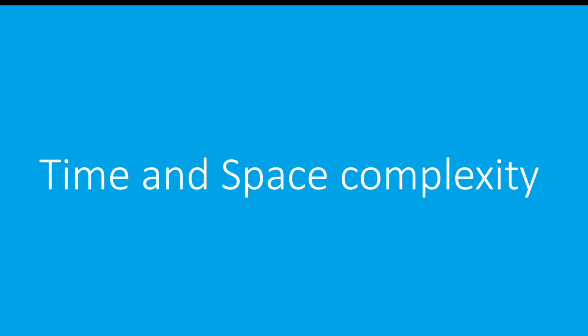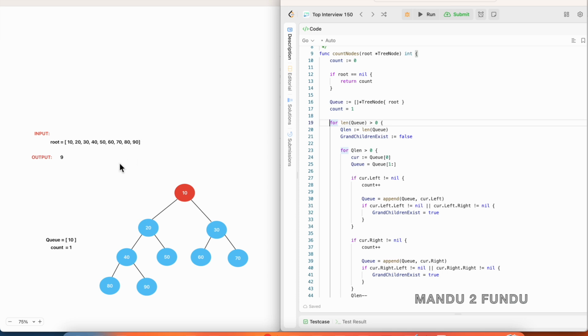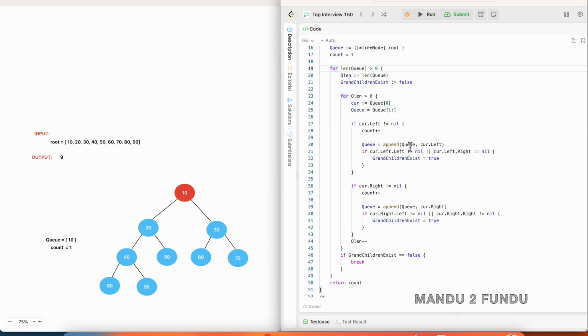Next I'm going to do the time and space complexity analysis for this solution. Let's do the time complexity analysis for this input. In this traversal algorithm, the main processing is done by the code inside the inner loop. For example, it dequeues the node from the queue, and then it checks whether the current node has a left child. If so, it increments the count, and then it adds the left child, and then it checks whether it has grandchildren or not. All these processings are done only inside the inner loop.